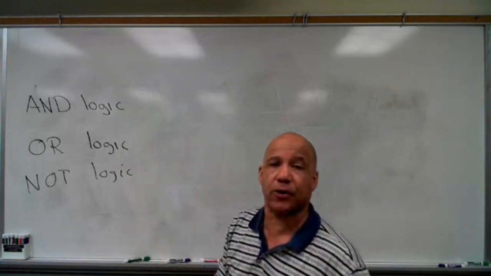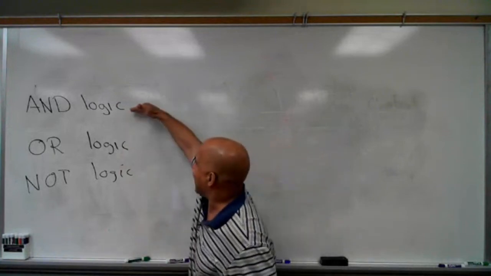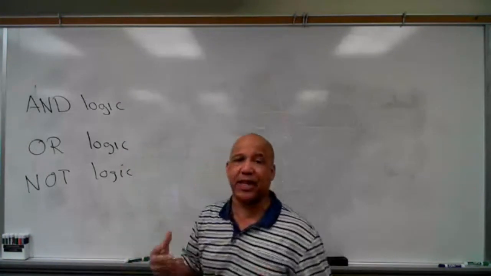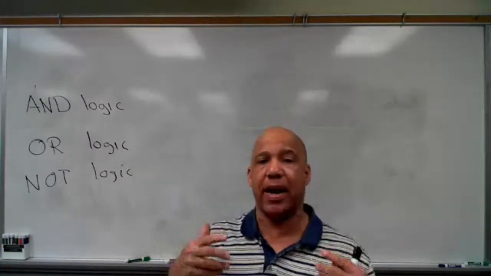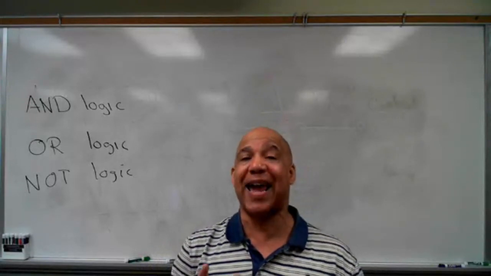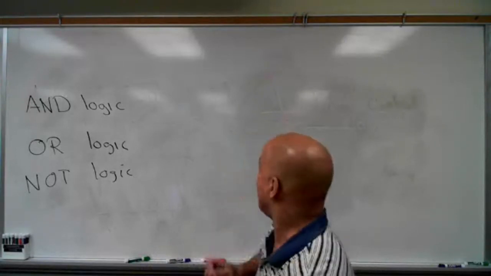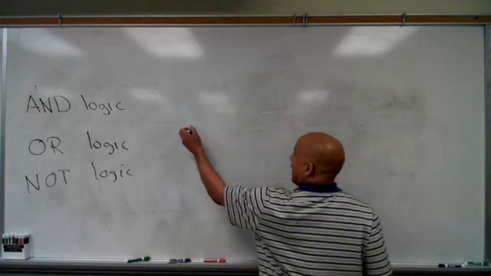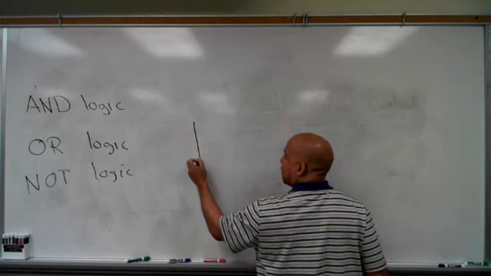So let's look at the AND first. With these two, the ANDs and the ORs, you have to have at least two inputs. Now remember, input for us is a switch or a button. So let me show you the simplest AND circuit you can have. It looks like this. You have to have your power source.